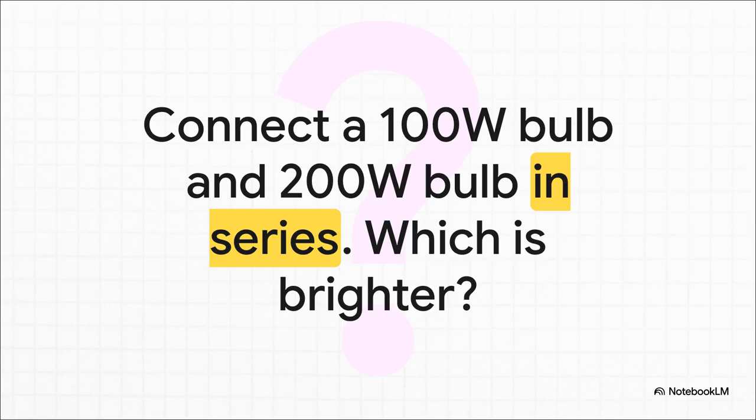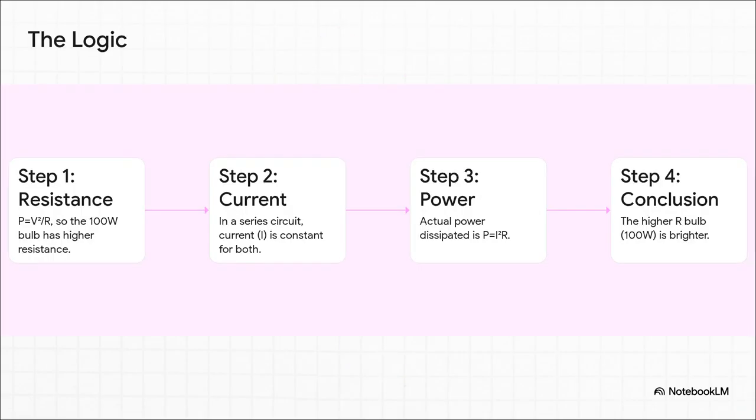You've got a 100-watt bulb and a 200-watt bulb in series. Which one is brighter? Your gut reaction is probably to say the 200-watt one, right? But let's actually walk through the physics. Okay, let's break it down step by step.